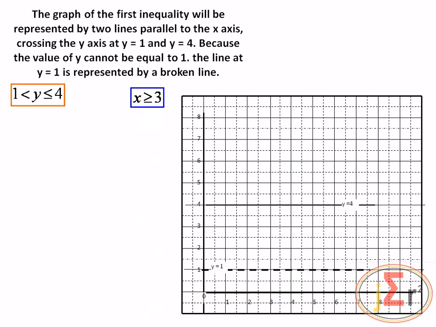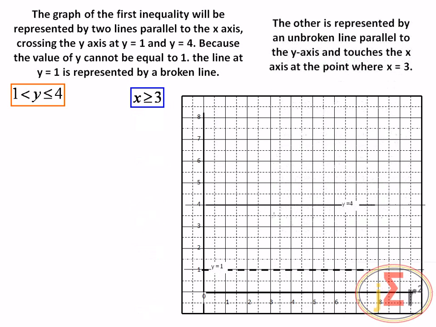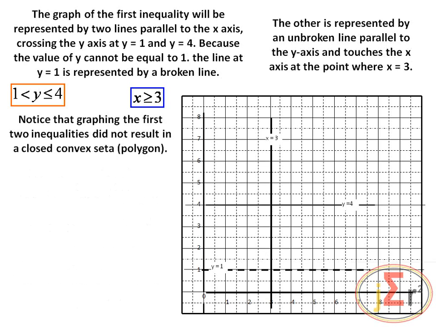The other one is x is greater than or equal to 3, and of course that is an unbroken line parallel to the y-axis and touching the x-axis at the point where x is equal to 3. Notice that graphing the first two inequalities did not result in a closed convex set.